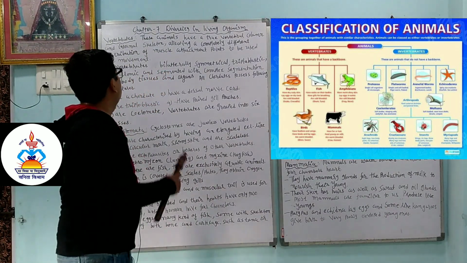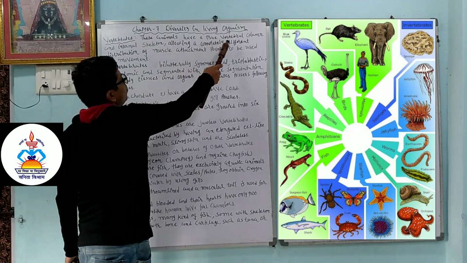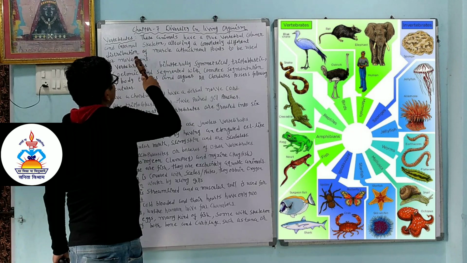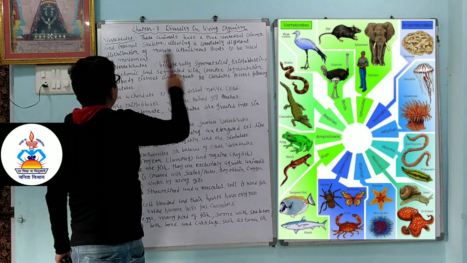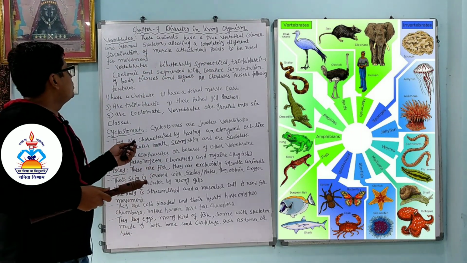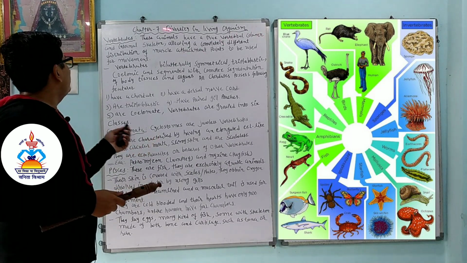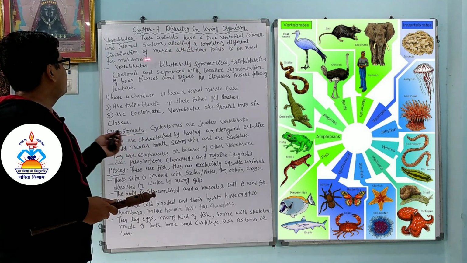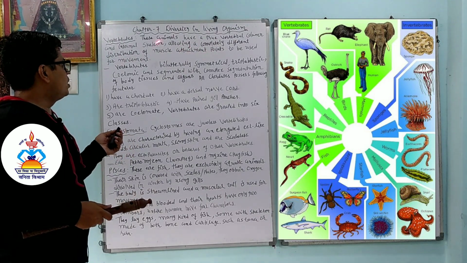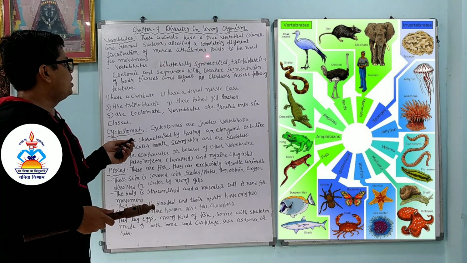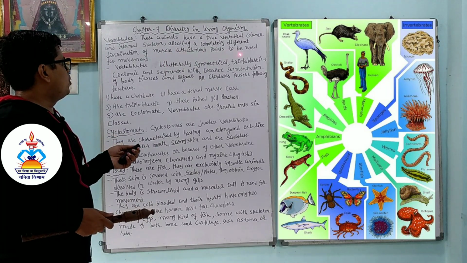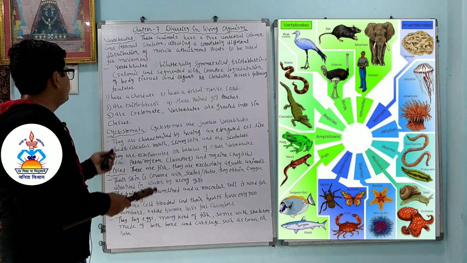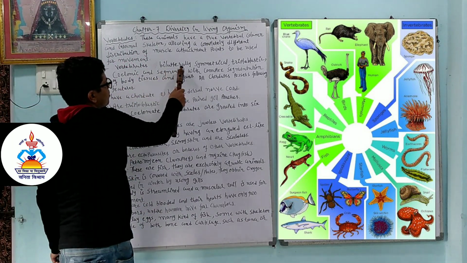So we will start. Vertebrates: these animals have a true vertebral column and an internal skeleton, allowing a completely different distribution of muscle attachment points to be used for movement. Because of the different muscle attachment points, movement occurs. Vertebrates are bilaterally symmetrical.